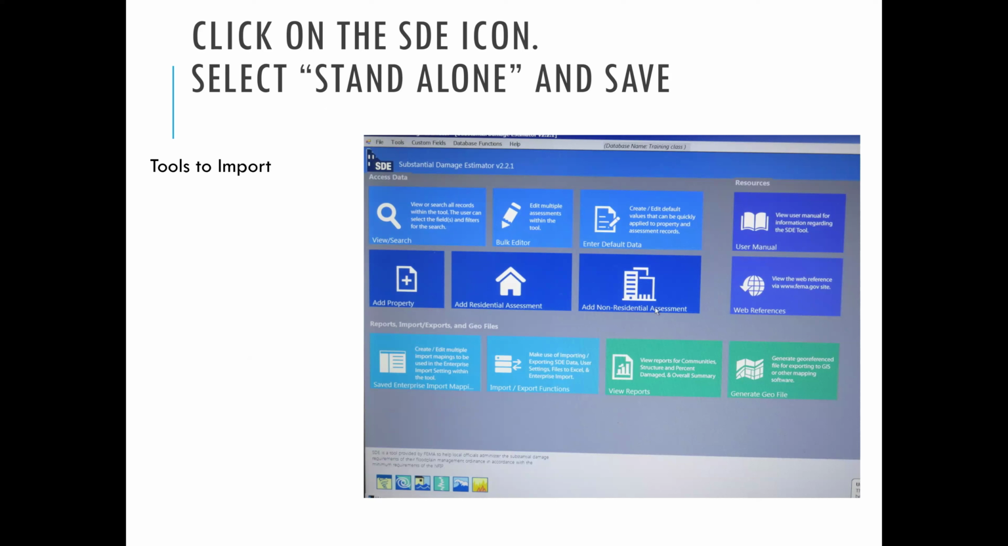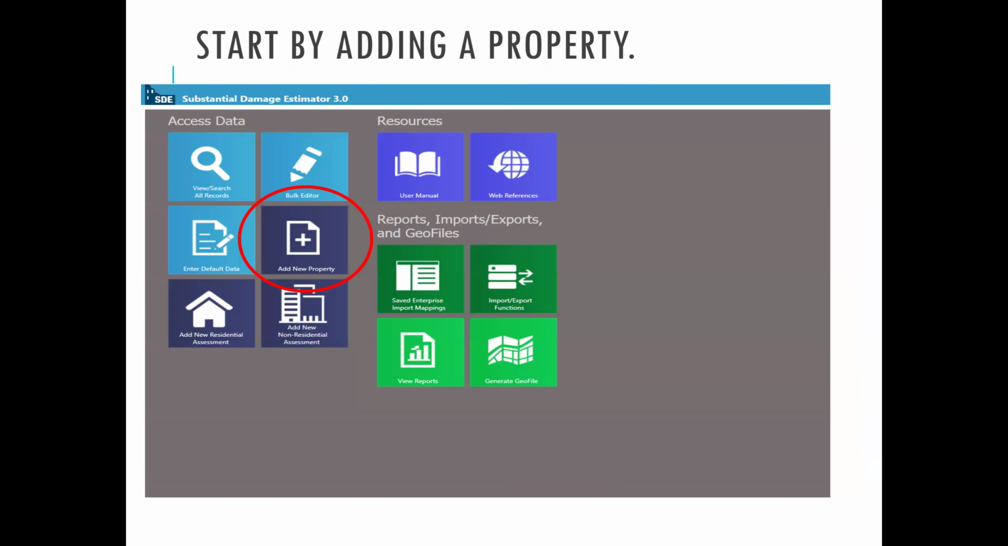This is what it looks like when you open the tool. You can view or search a property, edit, add new properties, add a residential assessment or add a non-residential assessment. Down on the bottom is where you have the import functions, and then you can review all the reports that you have. So again, just get in there and get comfortable with it.